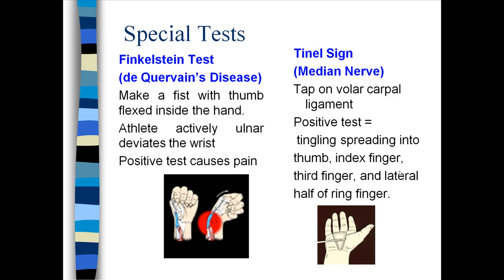Tinel's test, as has been done at the elbow: you tap along the course of a nerve. A positive test is where tingling is noted along the distribution of that nerve. The commonest nerve to be impinged at the wrist and hand is the median nerve as it passes under the carpal tunnel.